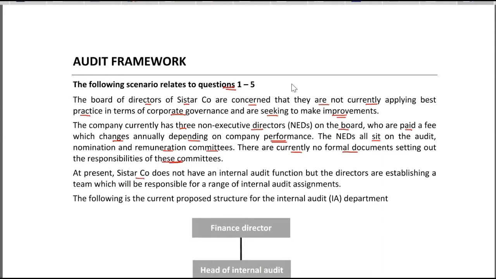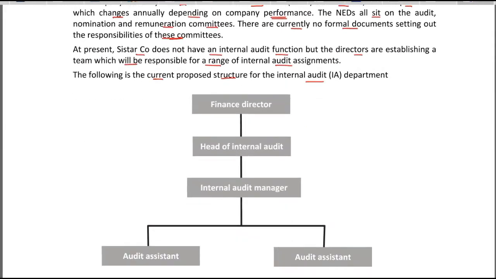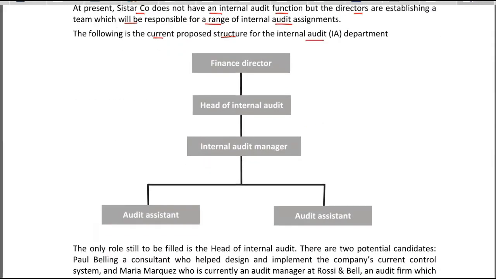At present, sister company does not have an internal audit function, but the directors are establishing a team which will be responsible for a range of internal audit assignments. The following is the current proposed structure for the internal audit. So far, the company is not complying with the best practices. Their NEDs are getting performance-related elements. Their NEDs do not have delegated formal responsibilities. There's no internal audit function. Now they are looking for an internal audit function. The following is the current proposed structure.